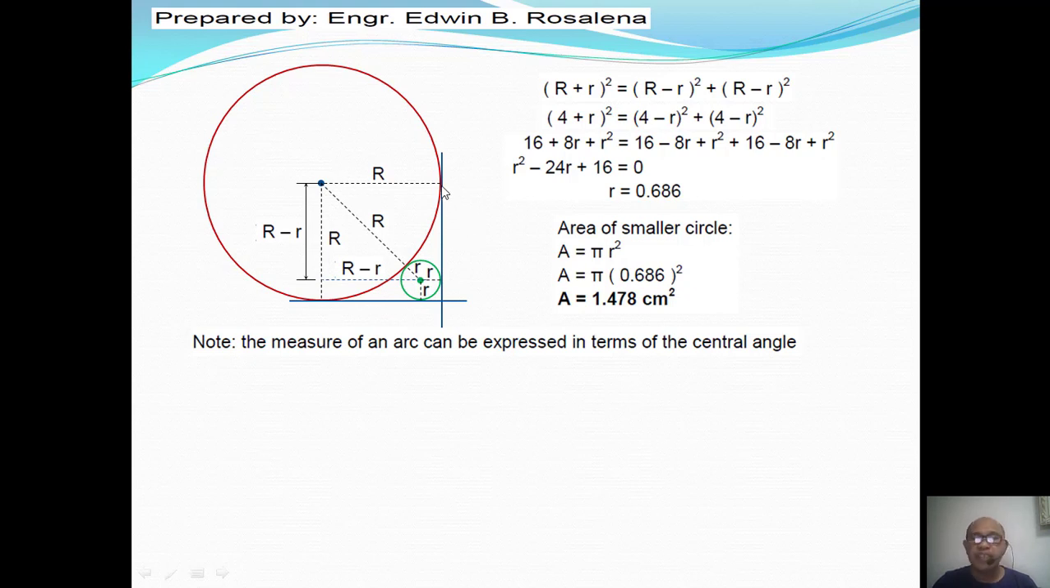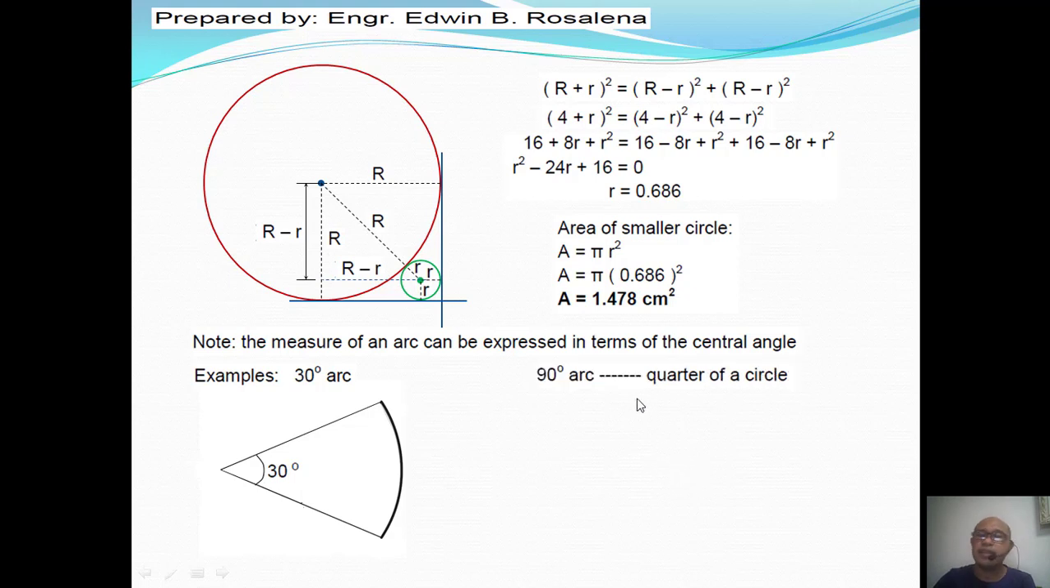So meaning, we can express the length of the arc not only in terms of linear units, but we can express the measure of the arc in terms of the angular unit, and that is the angle subtended by the arc at the center of the circle. For example, a 30-degree arc means we have an arc of a circle in which the angle subtended at the center is equal to 30 degrees. If we have a 90-degree arc, that is 1/4 of a circle. So we have here a 90-degree arc.